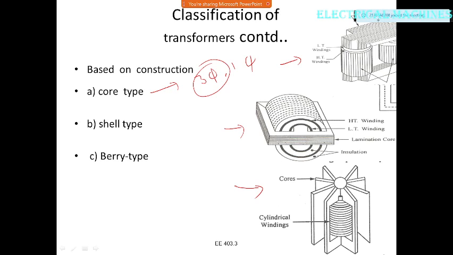Core type transformers are generally seen outside as distribution transformers and power transformers. Shell type transformers are used for low voltage, high currents. The berry type we mainly see in single phase transformers, three single phase units used instead of a three phase transformer, which we can see in the outside section. That is the main thing about the construction classification.